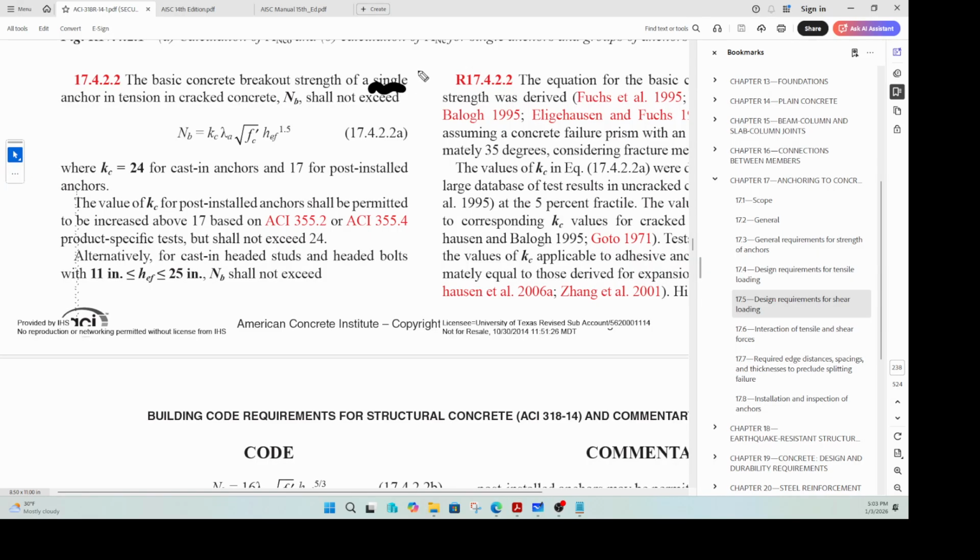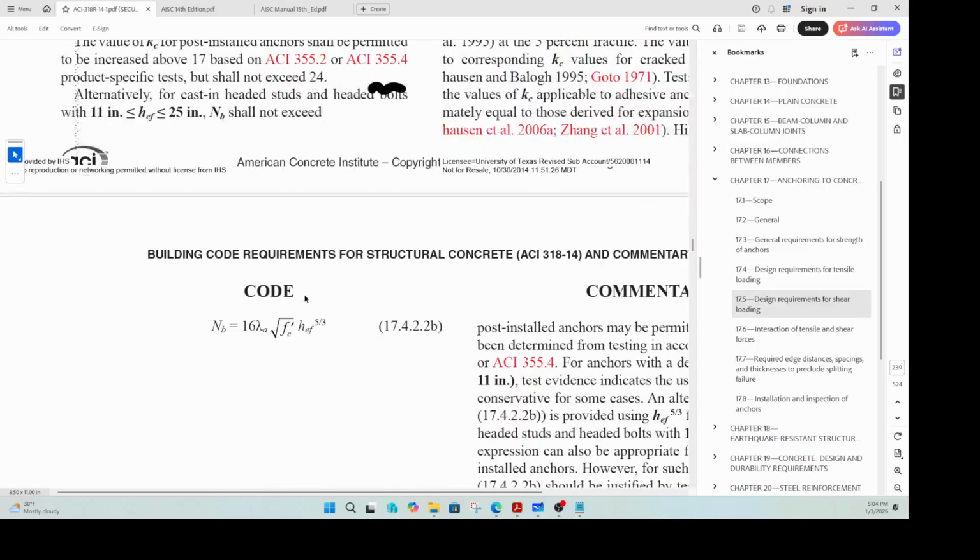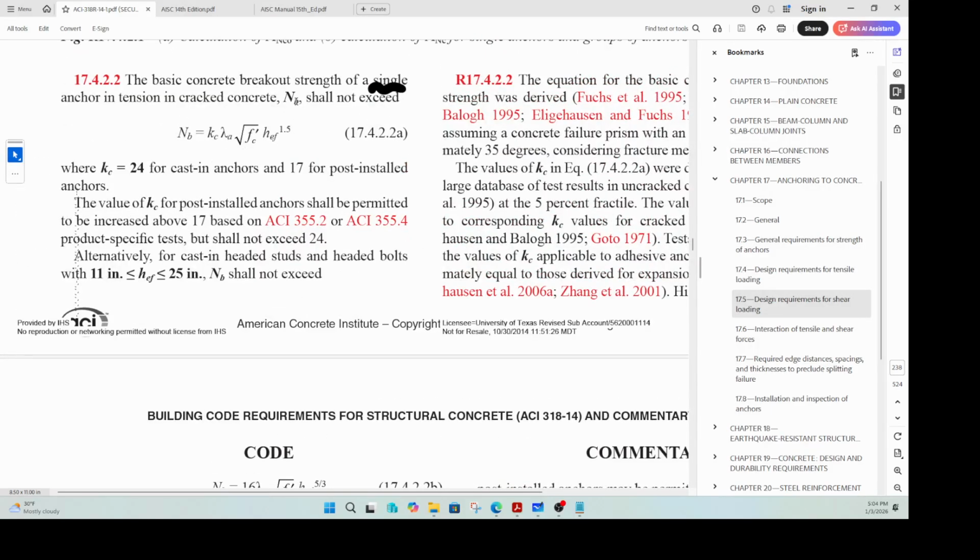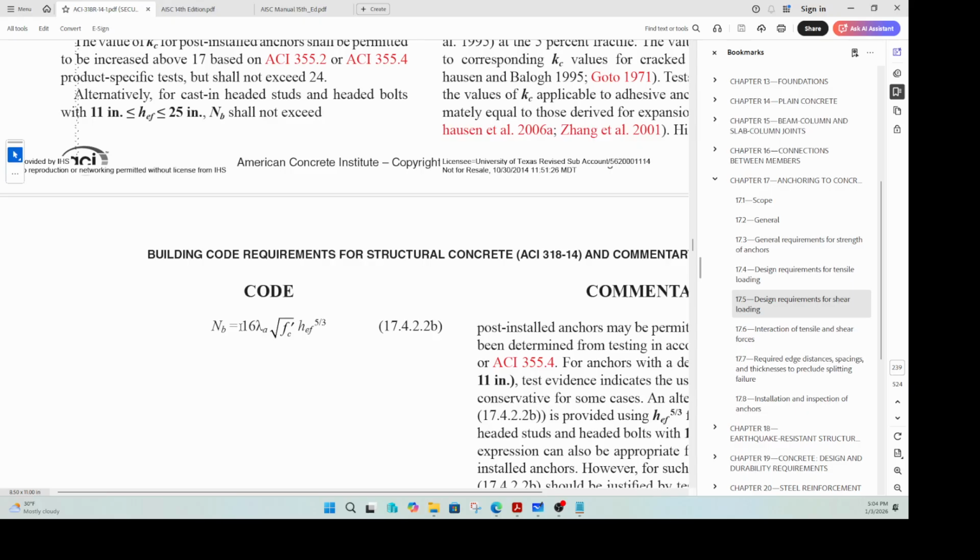Single anchor is that, in our case we have a group of anchors, right? But Nb is for one anchor. So Kc lambda root Fc prime hef to the power 1.5, Kc is 24 for cast-in, 17 for something else, but we are not in this area, we're in the 24 area. Our hef is 8, so we are not between these two, so we don't have to worry about that equation which is here. We don't have to worry about this equation because our hef is 8 and 8 is not between 11 and 25. Okay.